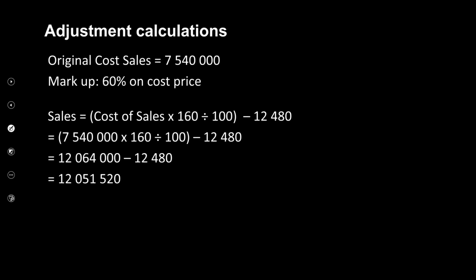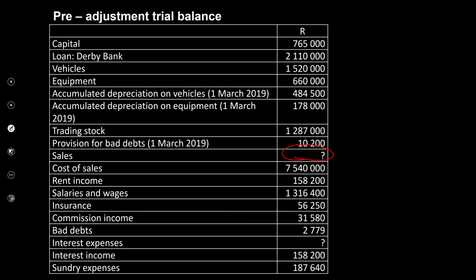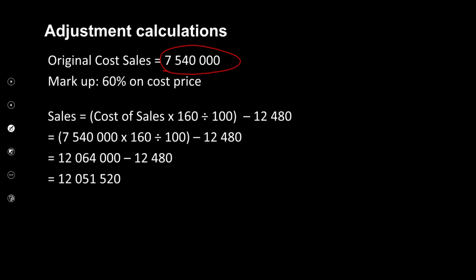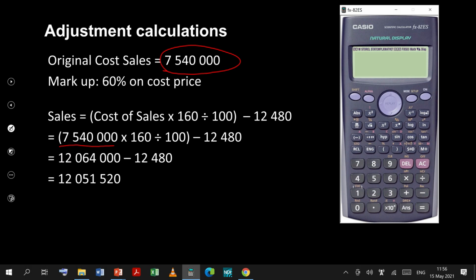Step number one, you take your initial cost of sales, which is 7,540,000. Obviously, here we can see our cost of sales is 7,540,000. That's my given figure. What do I do with it? I start off by saying, take your 7,540,000. Let's do this calculation together: 7,540,000 times 160 divided by 100.